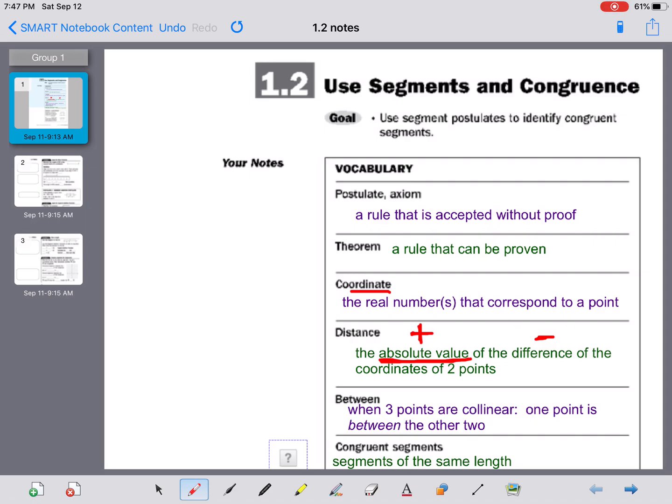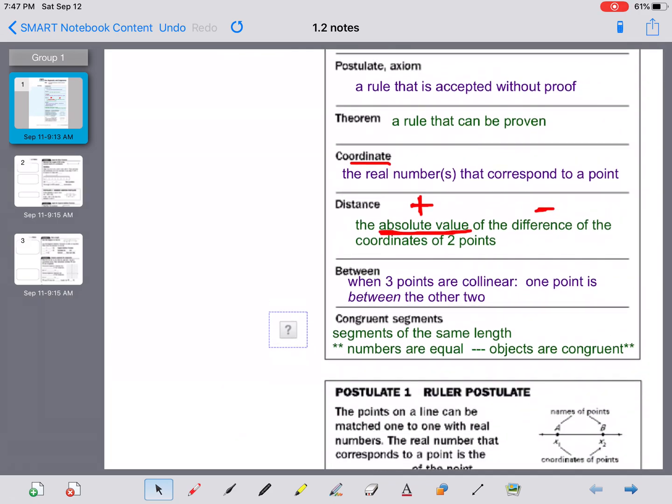Between, I always think it's funny that this book even has the word between here, but when 3 points are collinear, 1 point is between the other two. Notice it's kind of hard to define without using its own word in the definition. And remember, if I've moved too fast for you through these, just pause your video and copy down what you need to. And remember, I don't need things memorized word for word. I simply need you to understand the concept behind these.